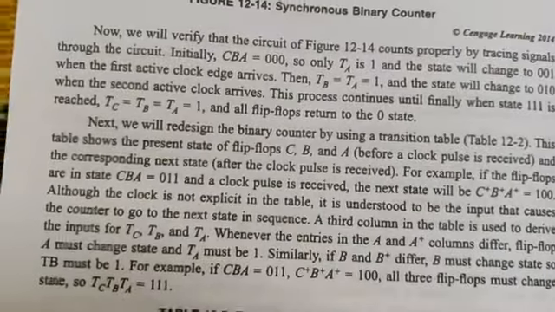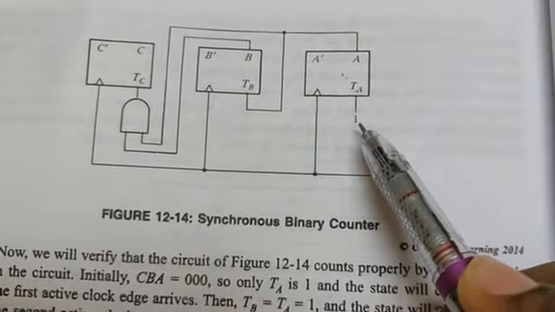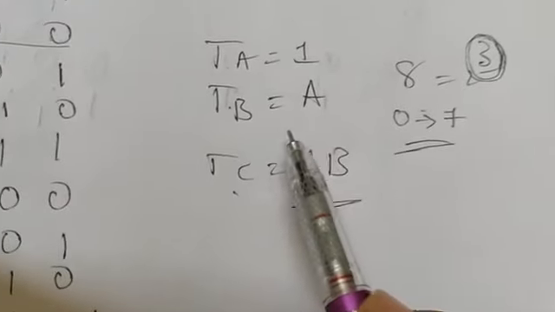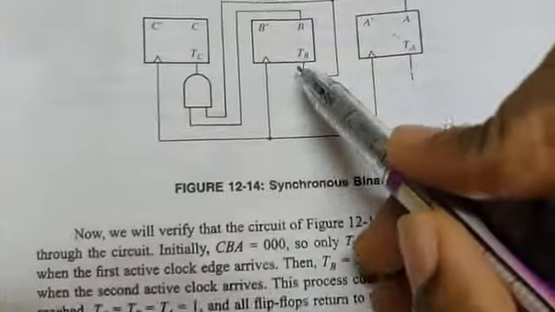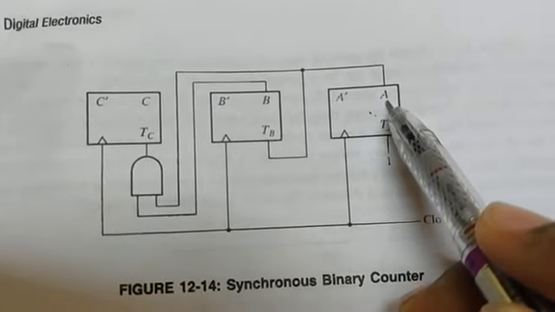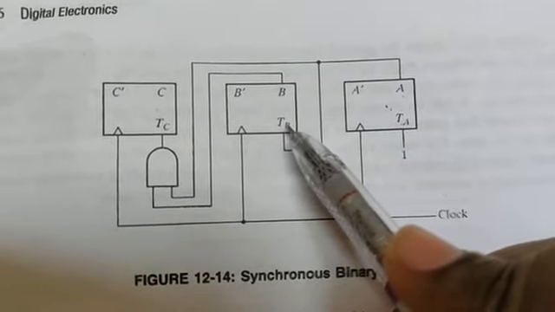Okay. So then, we came to know what TA is. TA is equal to 1. So connect TA, just write 1. So then what is TB? TB is equal to A. So TB is input A. So take a connection from A. This is A and this is A bar. Take a wire from A, connect to TB.